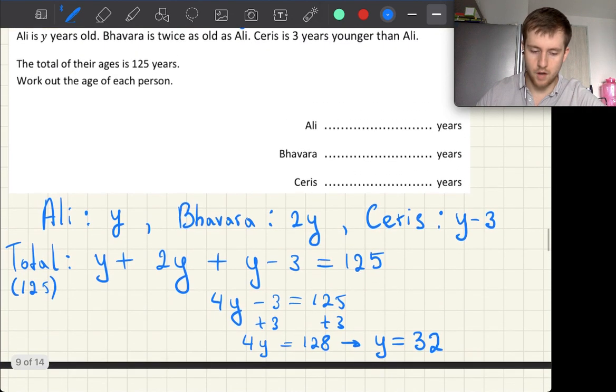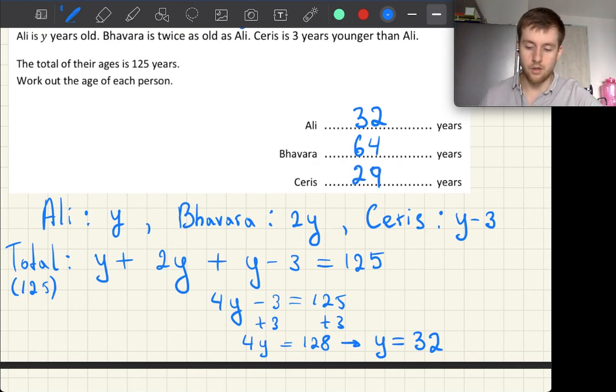And this is Ali's age. So Ali is y years old, so Ali is 32 years old. Bavara is twice as old, so that's 64. And finally Ceres is 3 years younger than Ali, so that's 29 years old. That's it for this word problem.